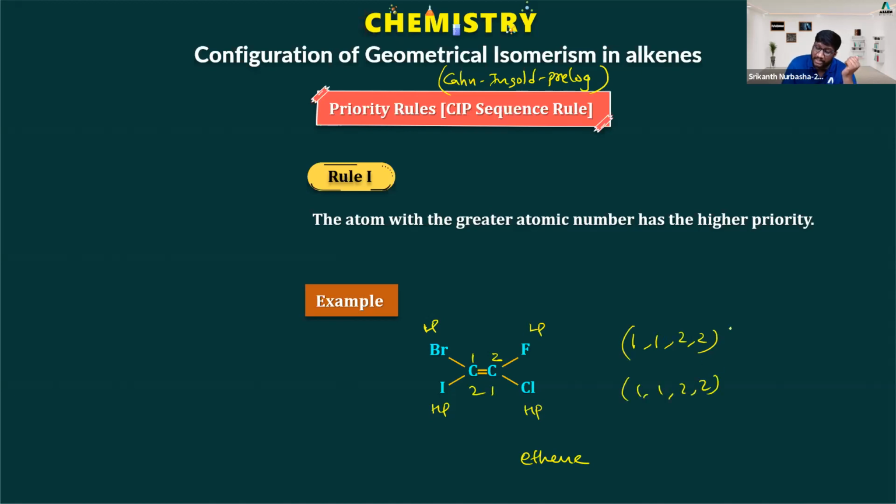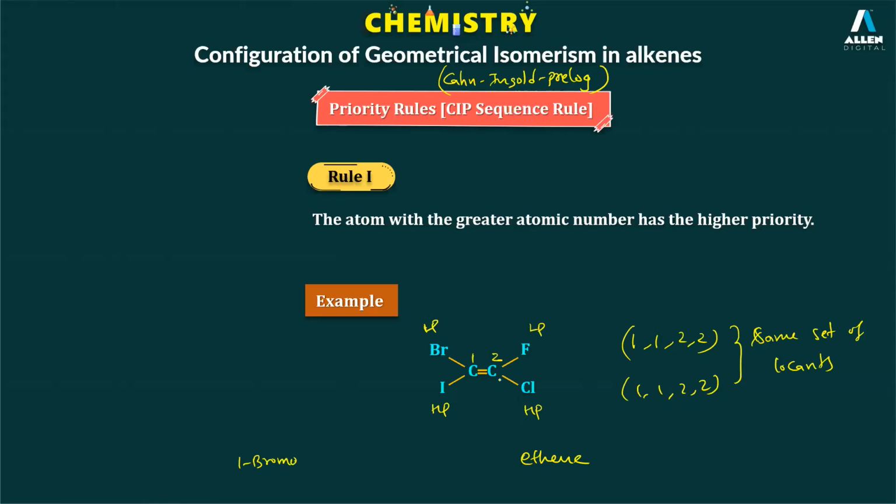If the lowest locant rule gives the same set of locants, then go by alphabetical order. So I have to give alphabetical order. Bromine gives B, so that should be first in alphabetical order. So you have to give numbering in this fashion. So 1-bromo, 2-chloro, 2-fluoro.